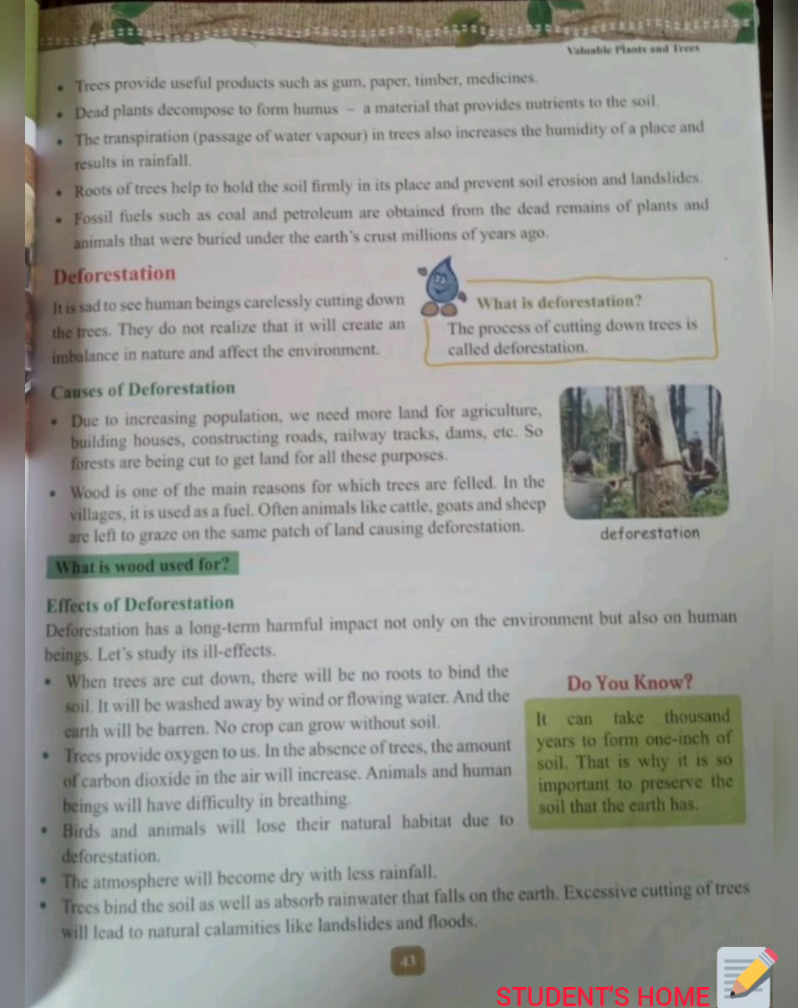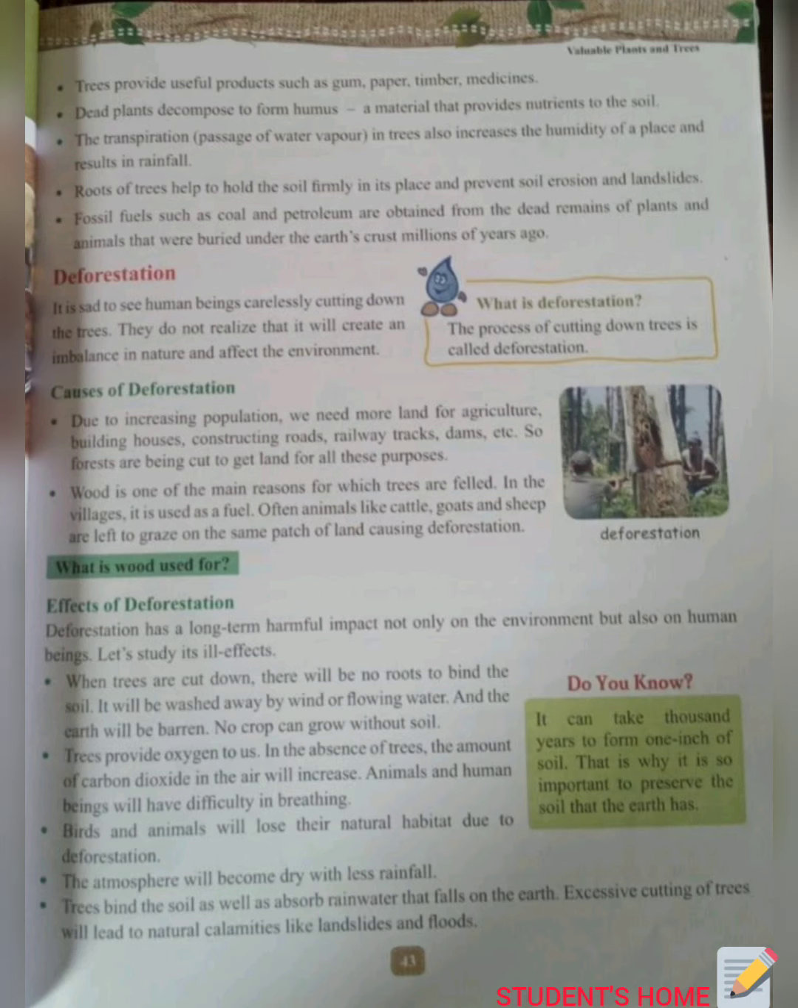Next point is fossil fuels such as coal and petroleum are obtained from the dead remains of plants and animals that were buried under the earth's crust millions of years ago. Now coming to the next topic class, that is deforestation, that means cutting down the trees. So it is sad to see humans carelessly cutting down the trees. They do not realize that it will create an imbalance in nature and affect the environment.